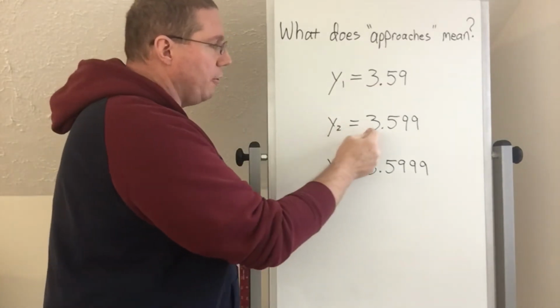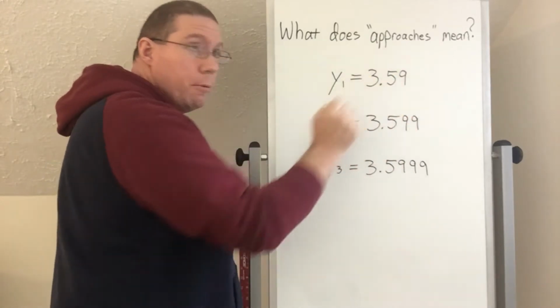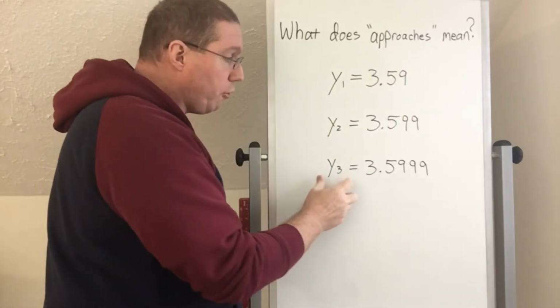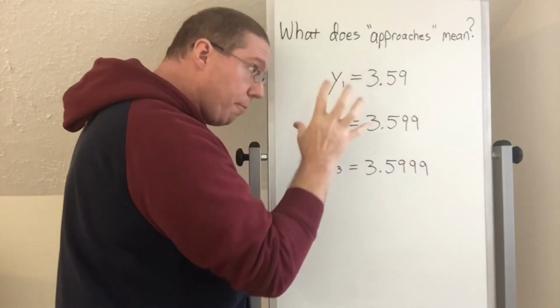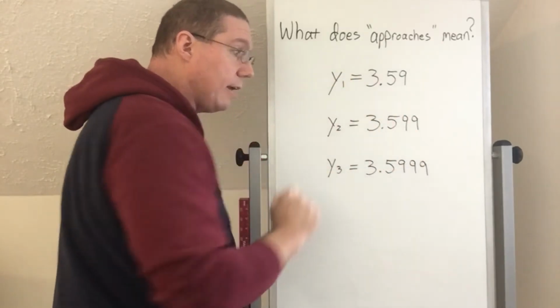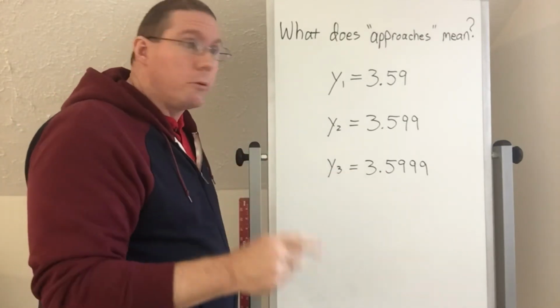The second y value is 3.599. It's a little bit larger than 3.59. And then the third one is 3.5999, which is a little bit incrementally larger than 3.599. What do you think, what number do you think we're getting close to?